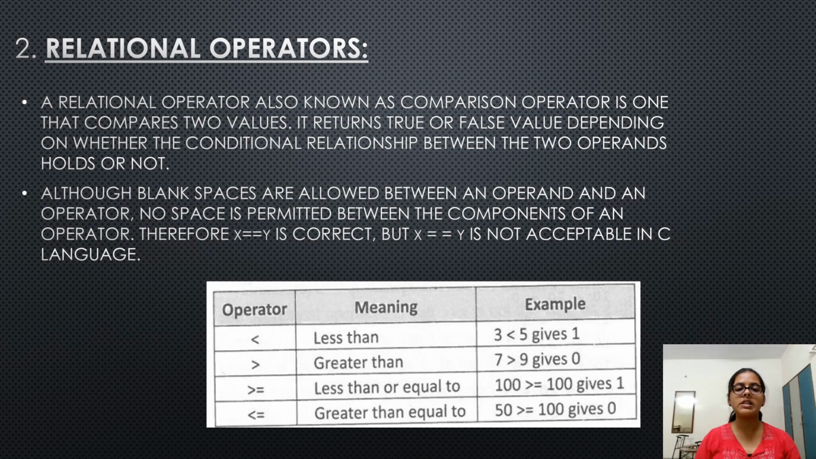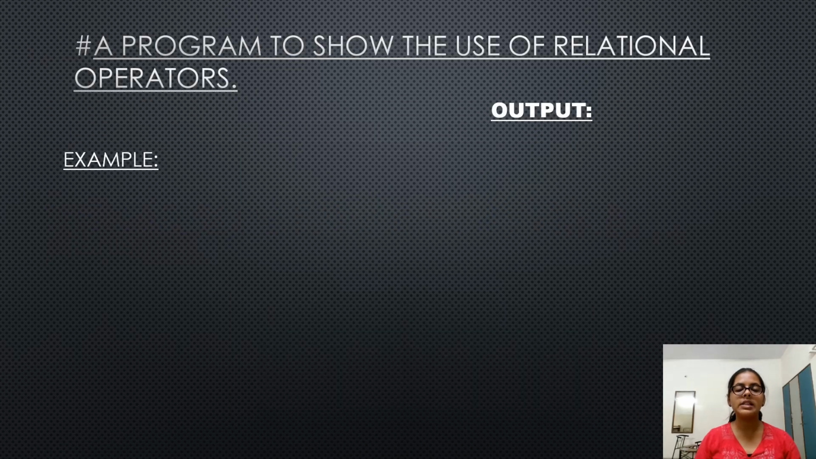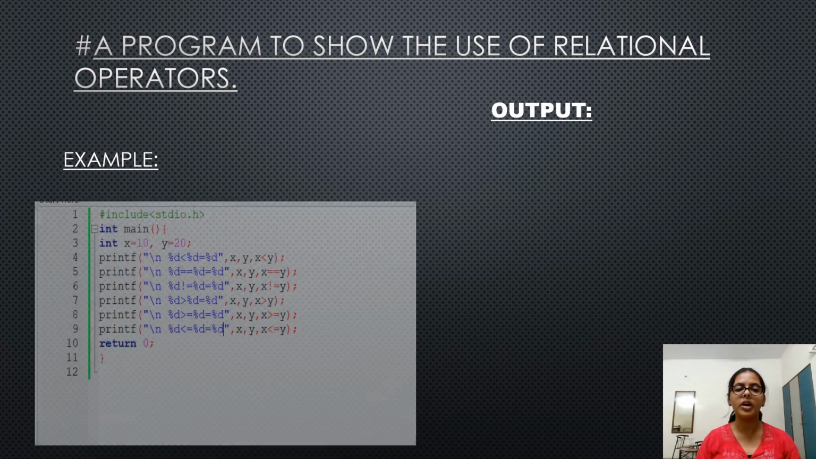Although blank spaces are allowed between an operand and an operator, no space is permitted between the components of the operator. Here is a table that defines the various relational operators such as less than, greater than, less than or equal to, and greater than or equal to. Let's study more about relational operators with the help of a program.